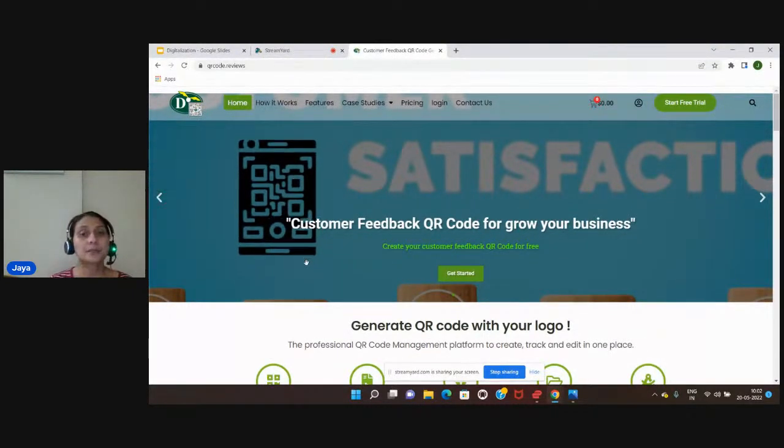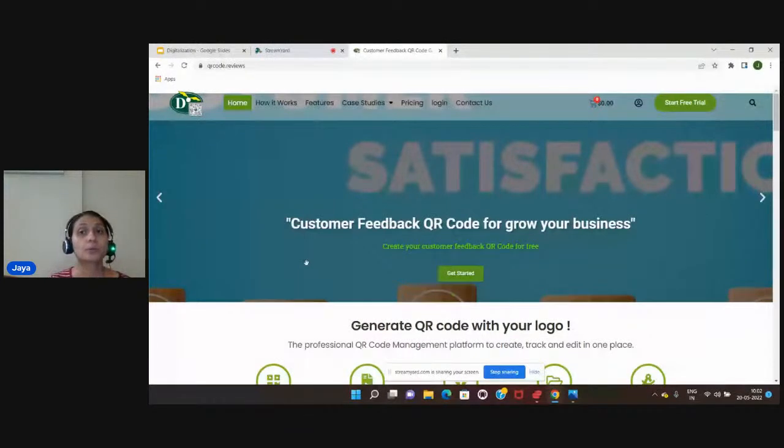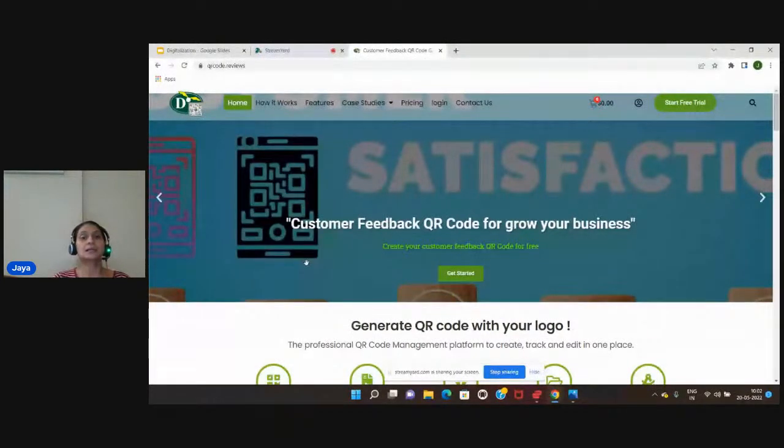We'll try to get you more and more insight, more and more feedback through the QR code, and make you understand how you can improvise. We can give you the strategy. We can give you ideas so that you can make your product better for your consumers. That is the main thing in today's world. Customer feedback is the main point when we are running an online business platform.